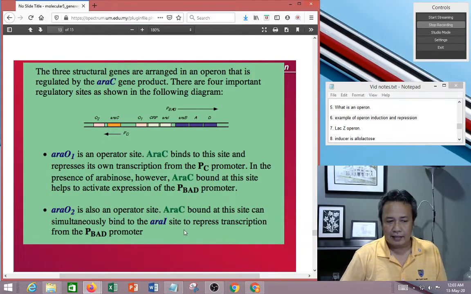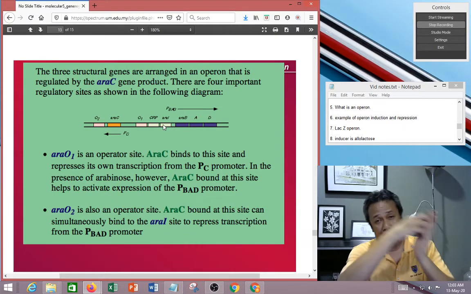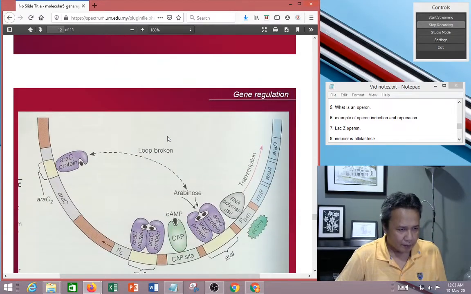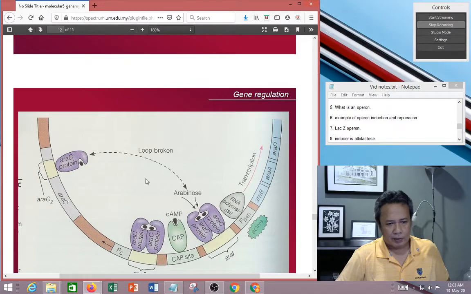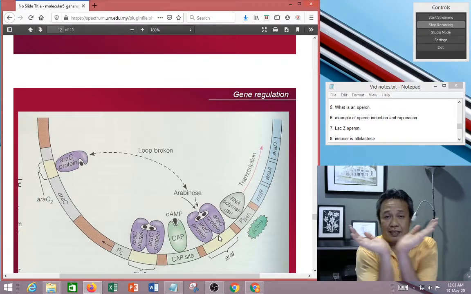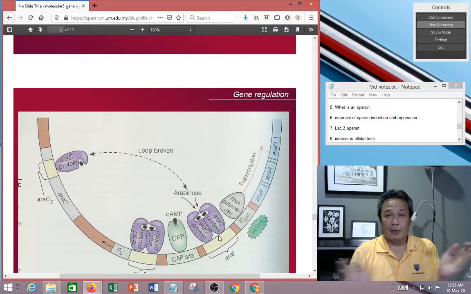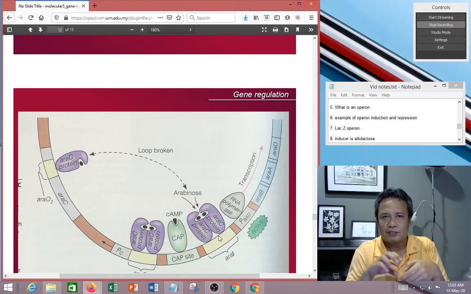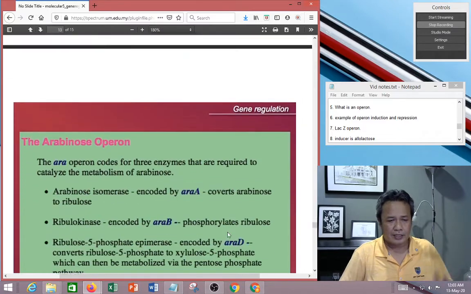If AraC binds at this site, it can also bind simultaneously at araI. So how can one protein bind at 2 sites? What happens is that if it binds at araO2, it also binds at araI. This is the figure. So AraC binds at araO2, but at the same time it binds at araI. It makes the DNA loop. And when it's looped, it's like a physical blockage. It's looped. So how can polymerase function? All right, so that's why this operon is special.